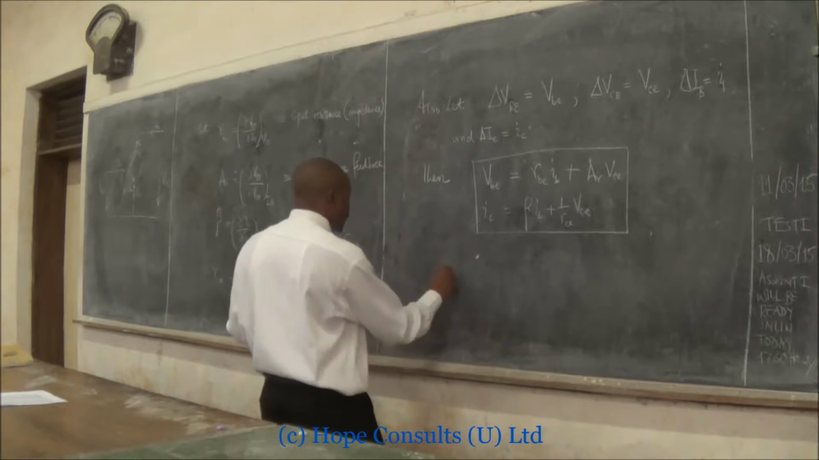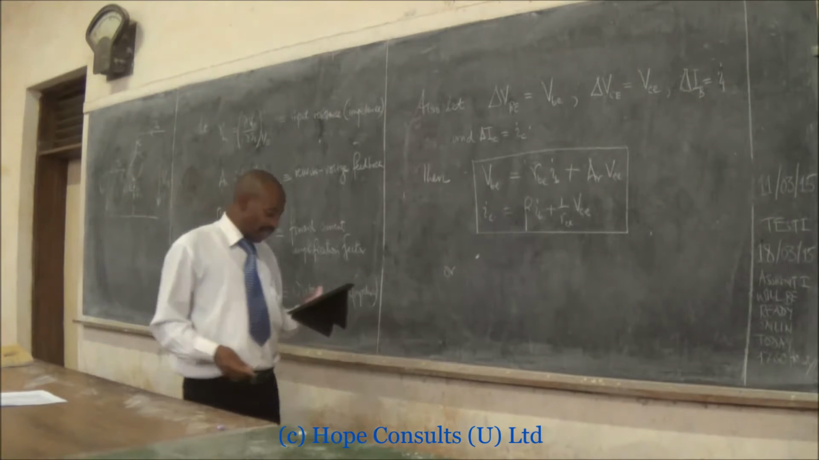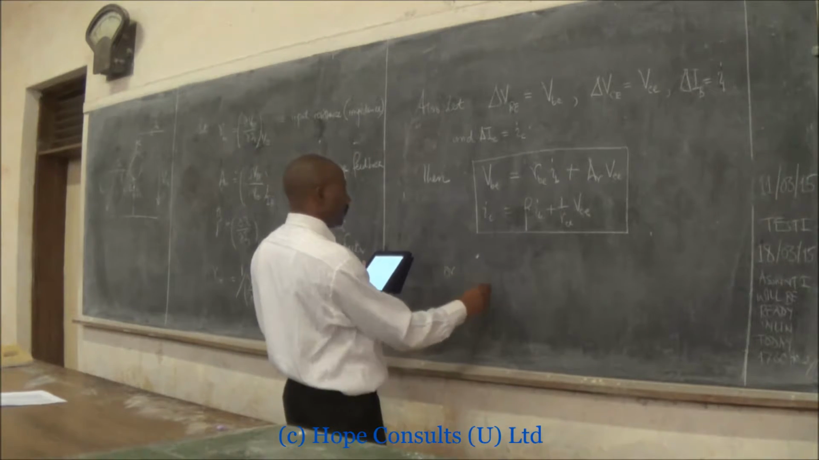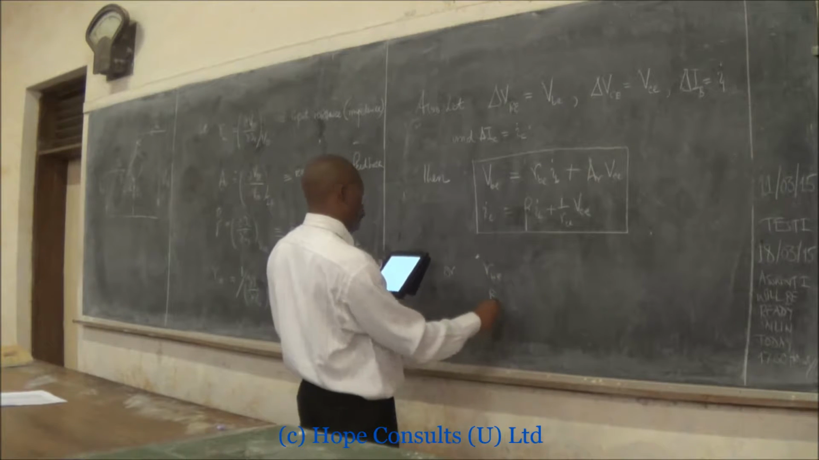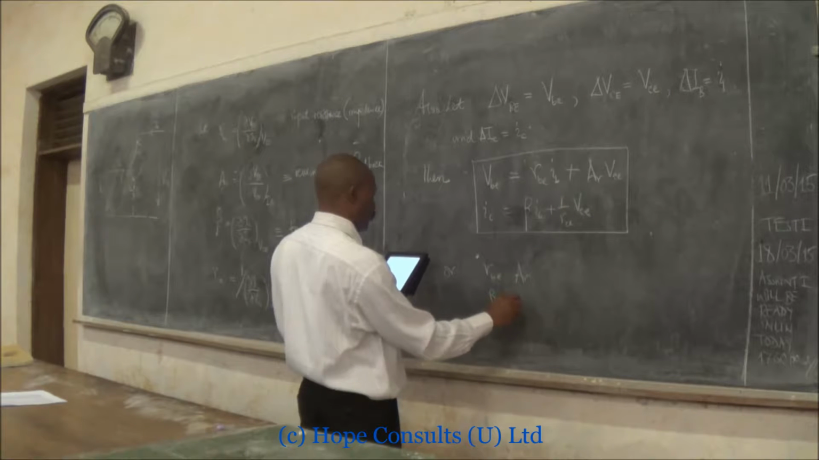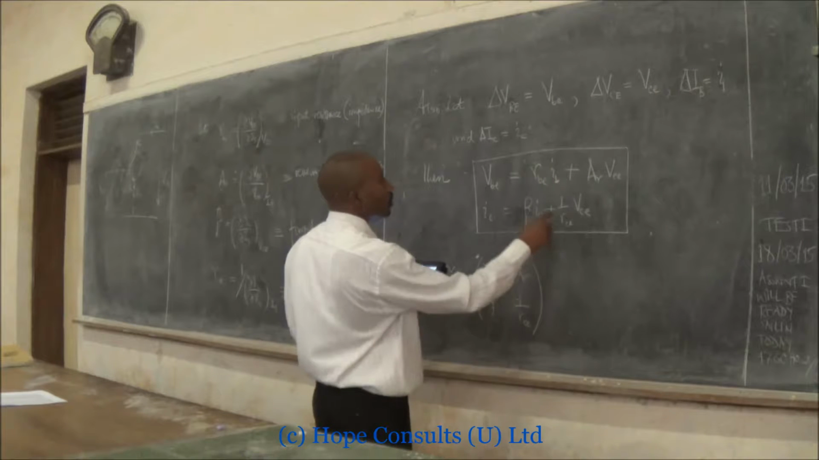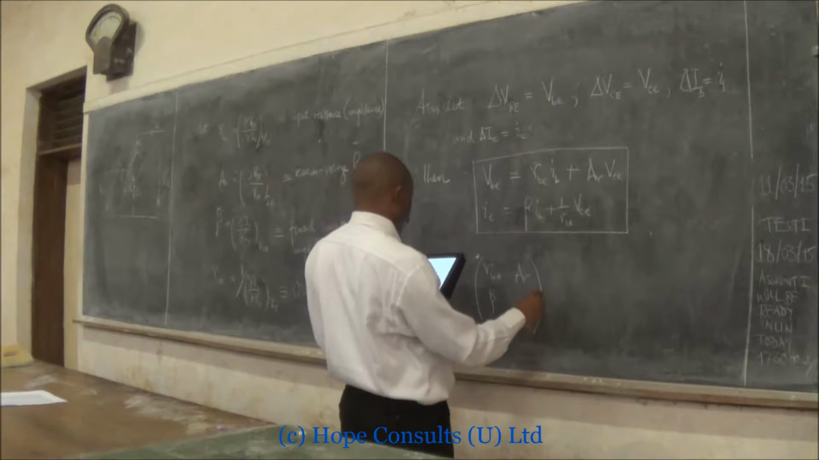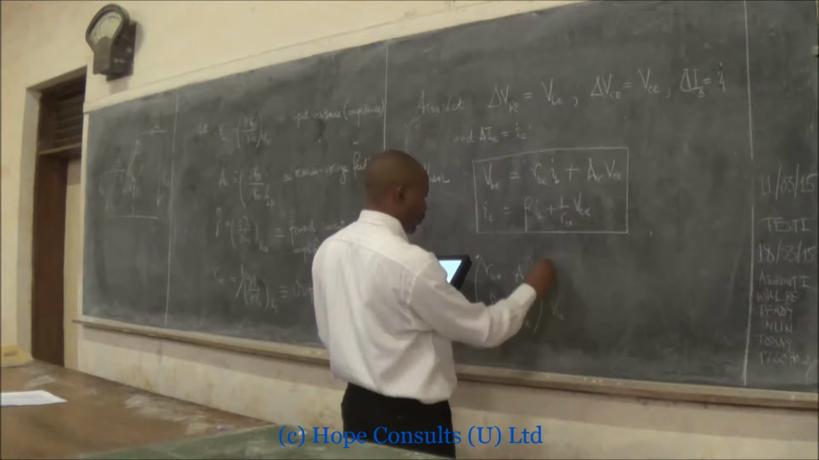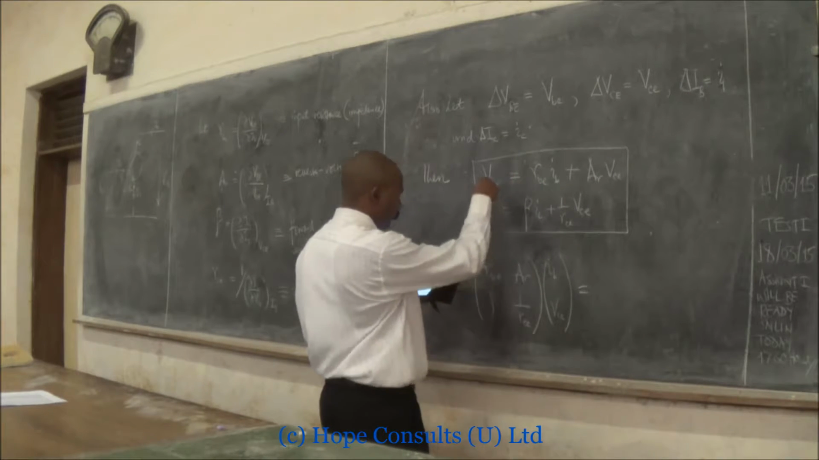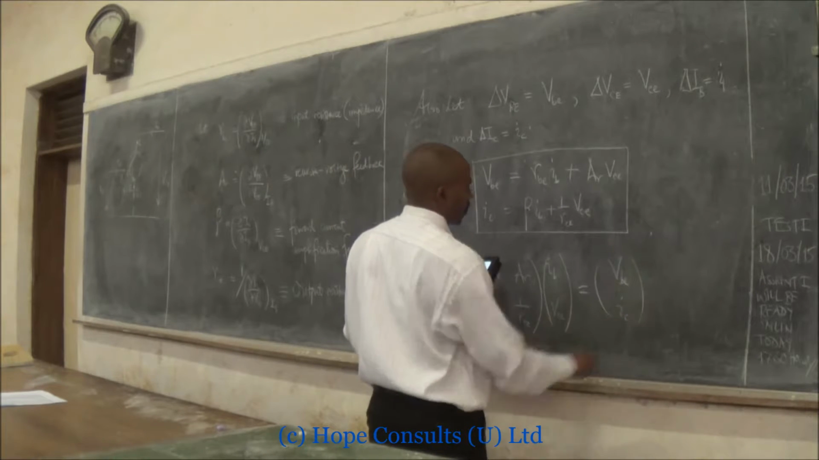Or we can write it as a matrix, and this matrix can be RBE, beta, AR, 1 over RCE, into IB and VCE, giving us our VBE and IC.